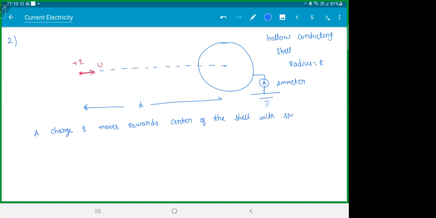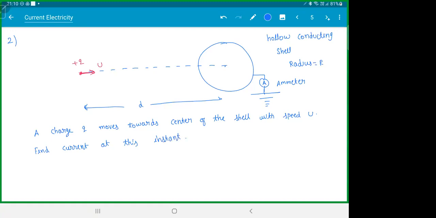With speed u. Find current at this instant. As you're getting closer to the shell, you'll induce more and more charge. When charge is flowing from the earth to the shell or something is happening, the charge will flow through the ammeter. What is the current in the ammeter?